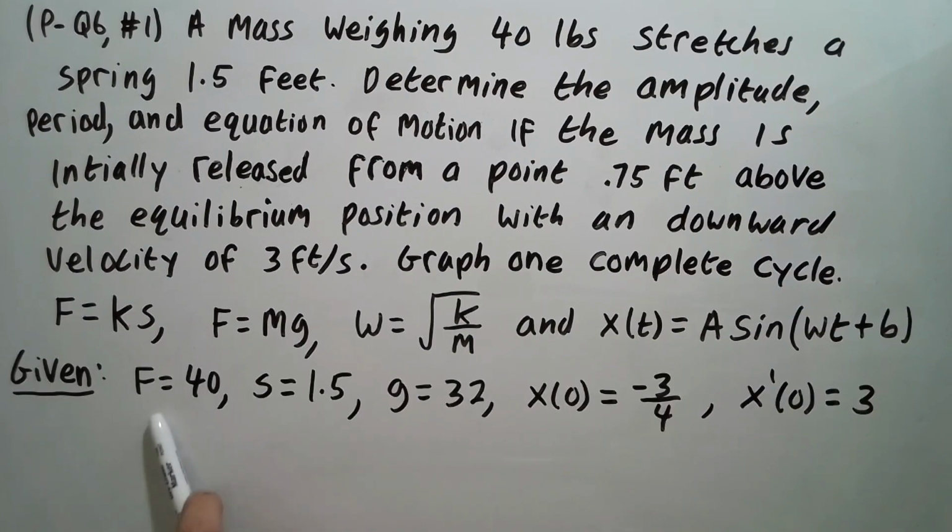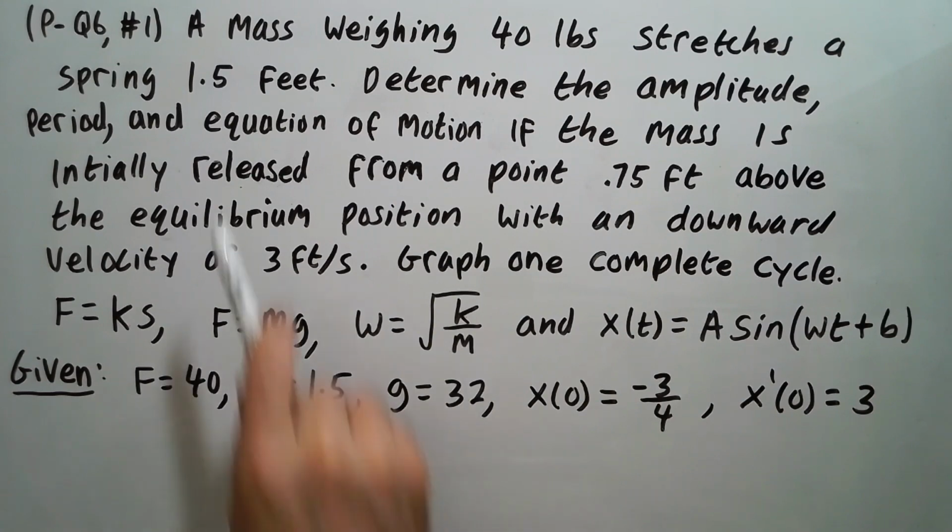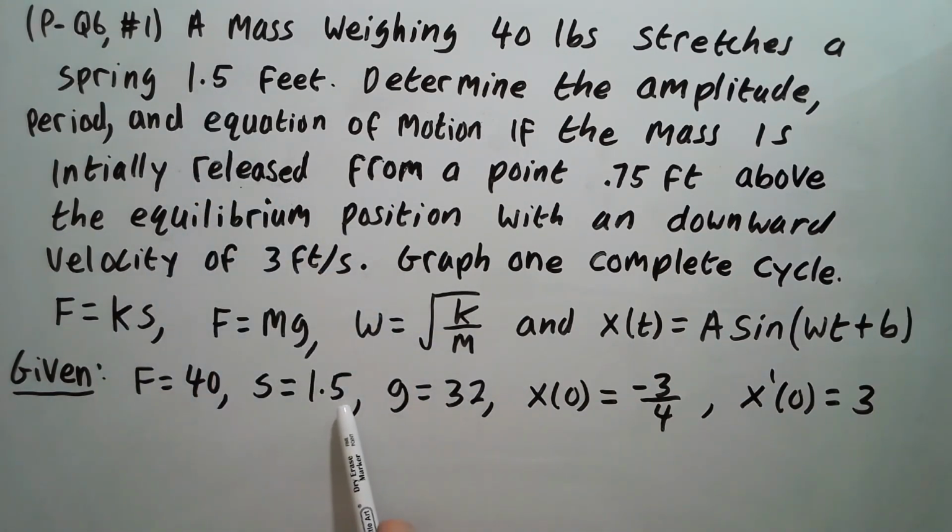Okay, so we're given our F is 40, that's from up here. We're given our s is 1.5, that's from here. I'm leaving off the units. It's pounds here and feet here. I'm just leaving off the units. The g then would be 32, because that's the gravity in feet. So that'd be gravity is 32 feet per second squared.